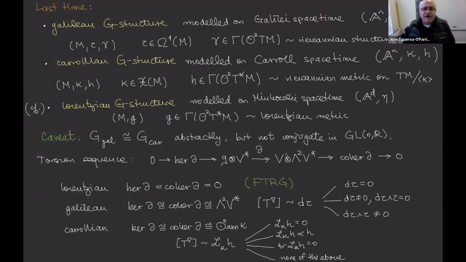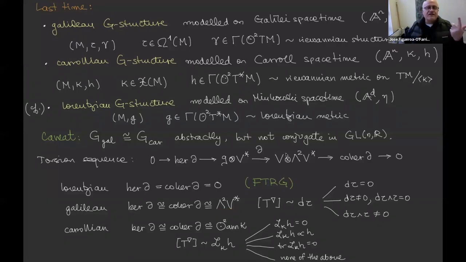This is not very interesting for the Lorentzian case, because both the kernel and the cokernel, which is where the intrinsic torsion lives, are zero, and that's just a restatement of the fundamental theorem of Riemannian geometry. But for Galilei and for Carroll, both the kernel and the cokernel are equivalent as modules over the structure group. In the case of Galilei, it's isomorphic to the exterior square of the cotangent representation. We call V the tangent representation, so this is the dual V star.